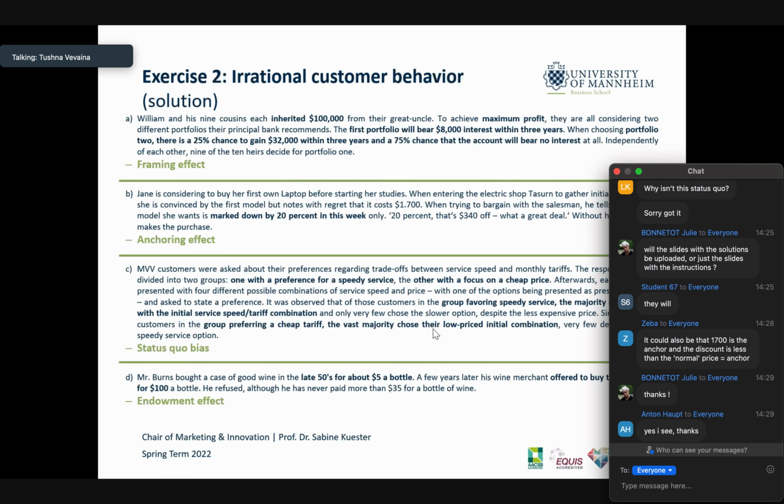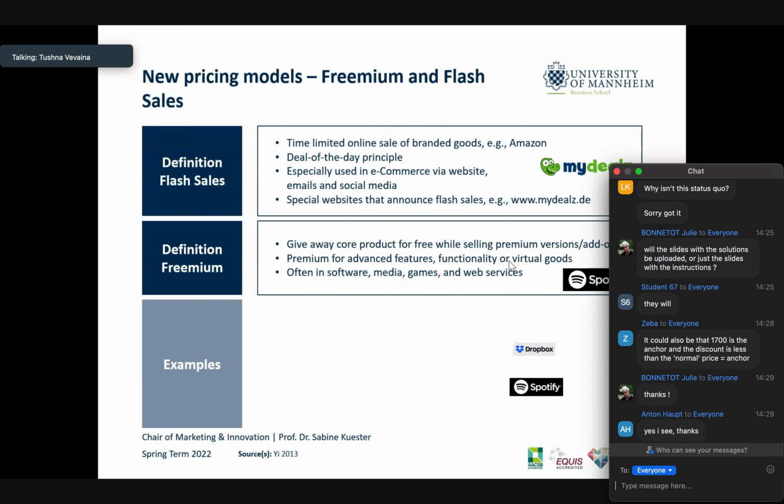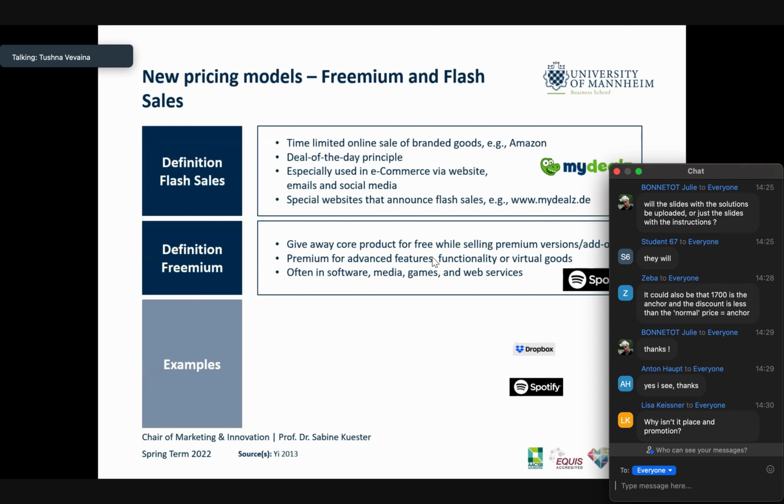Okay. Then there's this marketing mix that we are using in B2C and B2B marketing. We are comparing different models that marketers use in a B2C context, and we are focusing on freemium and flash sales over here. So what are flash sales? You typically see these on online sites like Amazon, where they have a limited time period and they put you under this pressure to go for the deal, or they have the deal of the day. And as consumers, we think, oh, I'm never going to get this product at a cheaper price.